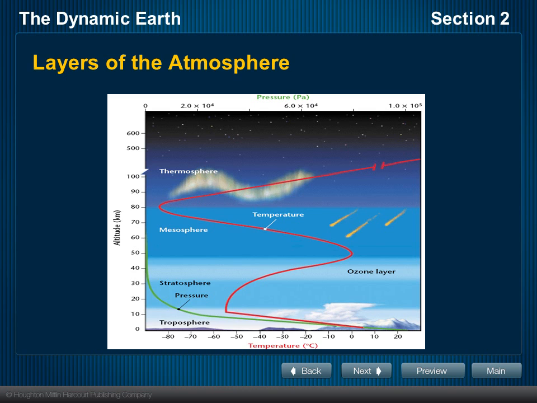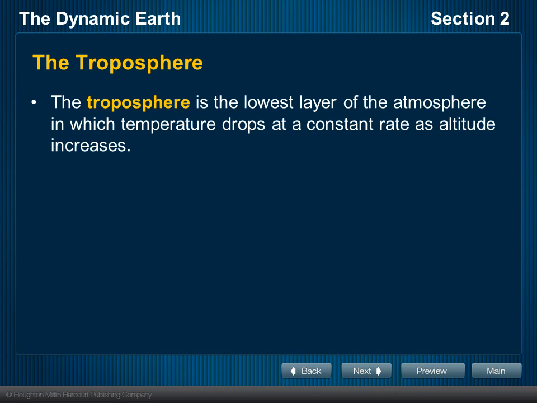And we'll go over this in more detail in class, so I can put it up on the board and talk about it. But let's talk about each of those layers. The troposphere is the lowest layer of the atmosphere, closest to the Earth, as you saw in that diagram. In terms of temperature, in this layer temperature drops at a constant rate as the altitude increases. We saw that in the graph, right? As you go higher in the troposphere, the temperature goes lower.